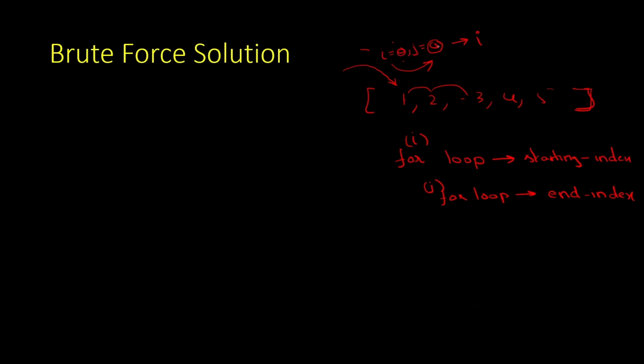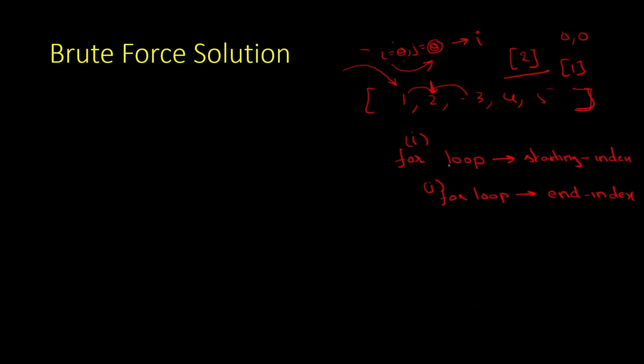Whenever i is 0, j will be 0. If i is starting from here, that is 1, j will be starting from here itself. So why are we starting from here itself? Because there could be single element subarrays also. So first, what would be the case? The first subarray would be i equal to 0, j equal to 0, which is 1.